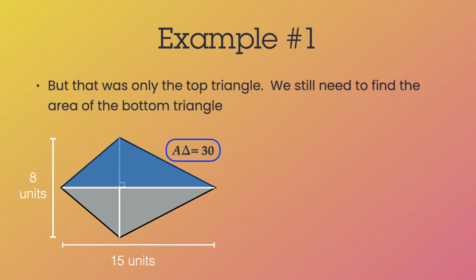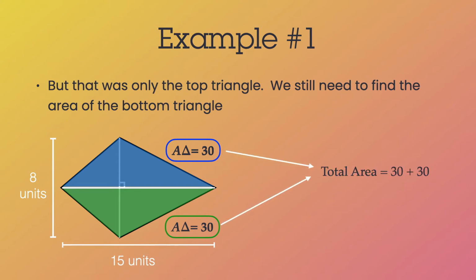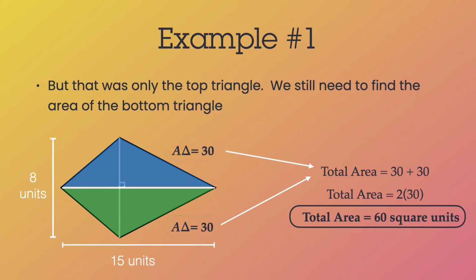That was only the top triangle. We still need to find the area of the bottom one. Lucky for us, these are congruent triangles, so if we know the area of the top triangle, it's the same at the bottom. Now the total area of the kite, though, we do need to add these up. But 30 plus 30, since it's the same thing as saying 2 times 30. So our total area is 60 square units.